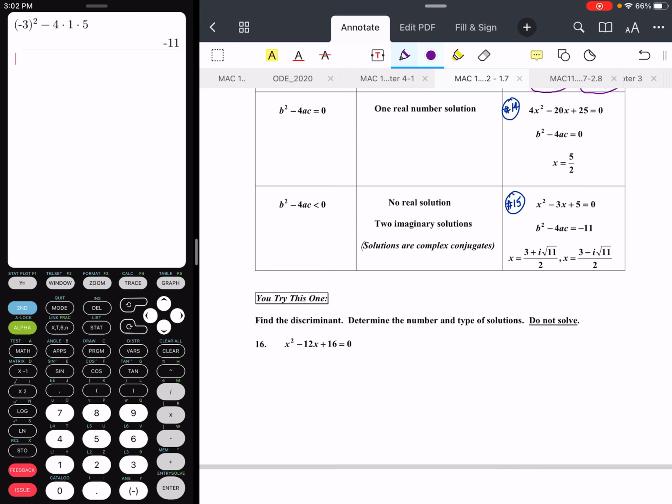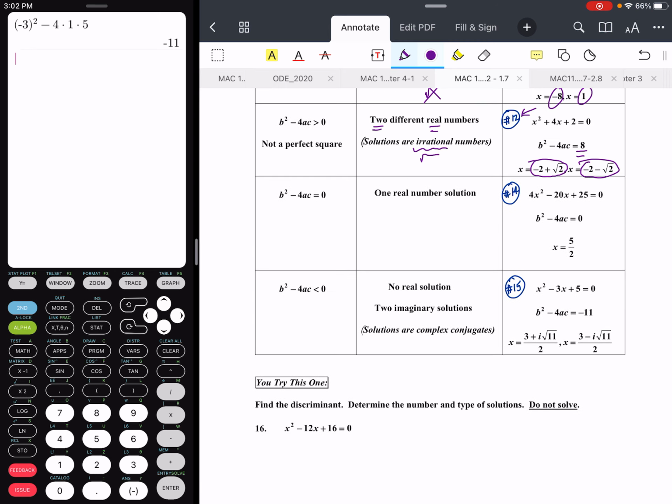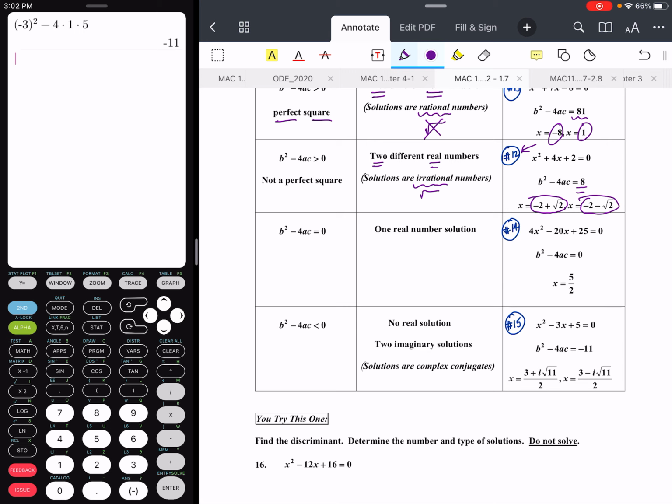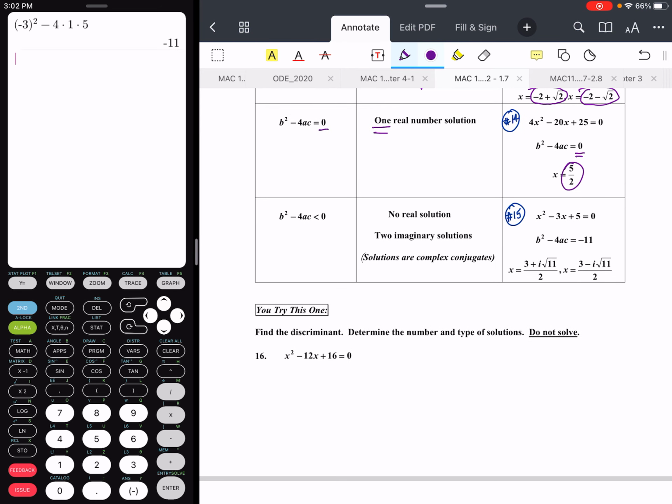All right, then when we got to number 14, we calculated our discriminant, b squared minus 4ac, and we got 0. So this produces 1 real number solution. If you remember, we got 5/2, so we got 1 single real solution, which by the way is rational as well. And then finally in number 15, that's when we had our discriminant of negative 11. So this is the first time that we had a value that's negative, less than 0. And remember that we got two imaginary solutions with those imaginary units i in there. And this is just another format to write your answer. I wrote mine a little bit differently, but same deal.